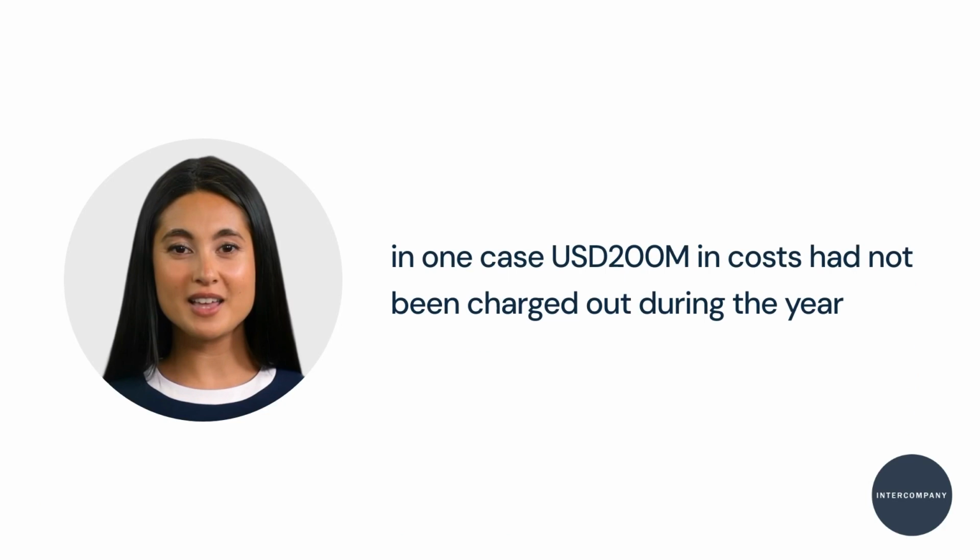In one case, the head of tax discovered that $200 million in costs had not been charged out during the year, and had to explain the large year-end adjustment to the CFO.